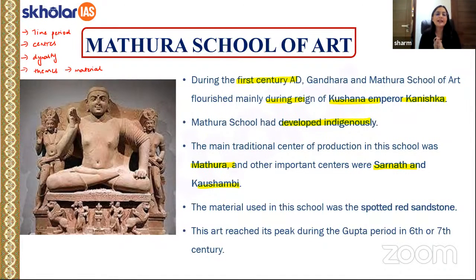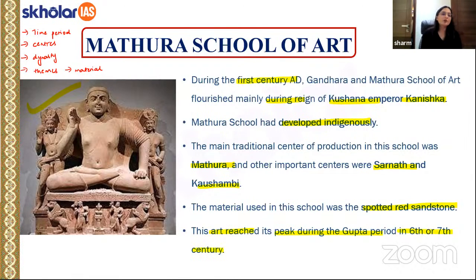Now, students, the next important point that I had told you that you need to remember with respect to any school of art is the material of construction that was most used while creating any particular sculptures or art. Now, students, having said that, in Mathura School of Art, the material of construction was spotted red sandstone. Now, what is spotted red sandstone? It is something that is depicted in this image as well. So you have to remember that spotted red sandstone was the choice of construction material with respect to the artists of Mathura School. Now, students, the next important thing that you need to know is that this art had reached its peak during the Gupta period, that is in the 6th or 7th century AD.